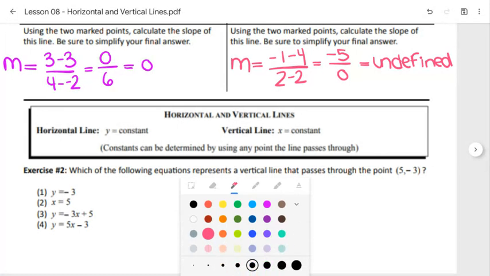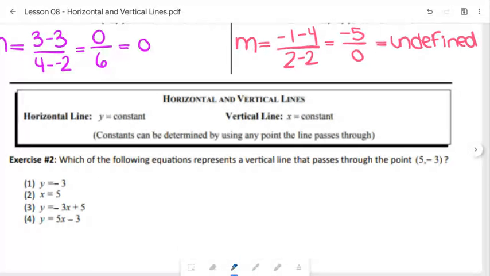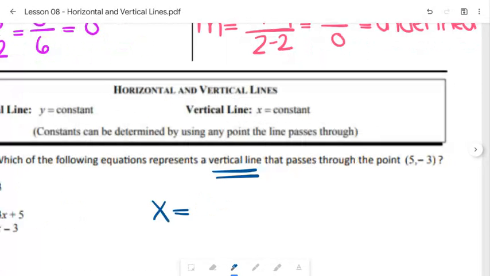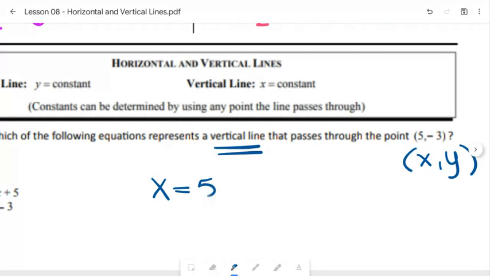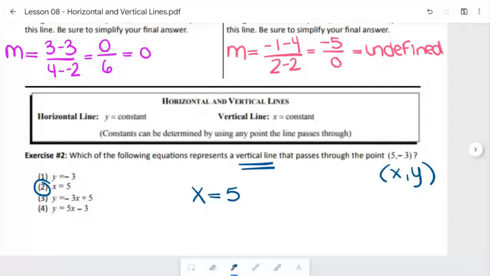So when I go to do the next problem, it says which of the following equations represents a vertical line. Before I get any further, I should know vertical means x equals. That passes through the point positive 5, negative 3. We know that coordinate is in the form of xy. I'm going to take the x value, 5, and that's going to be choice 2. Okay? If it was horizontal, we would have picked choice 1, but automatically 3 and 4 are off.